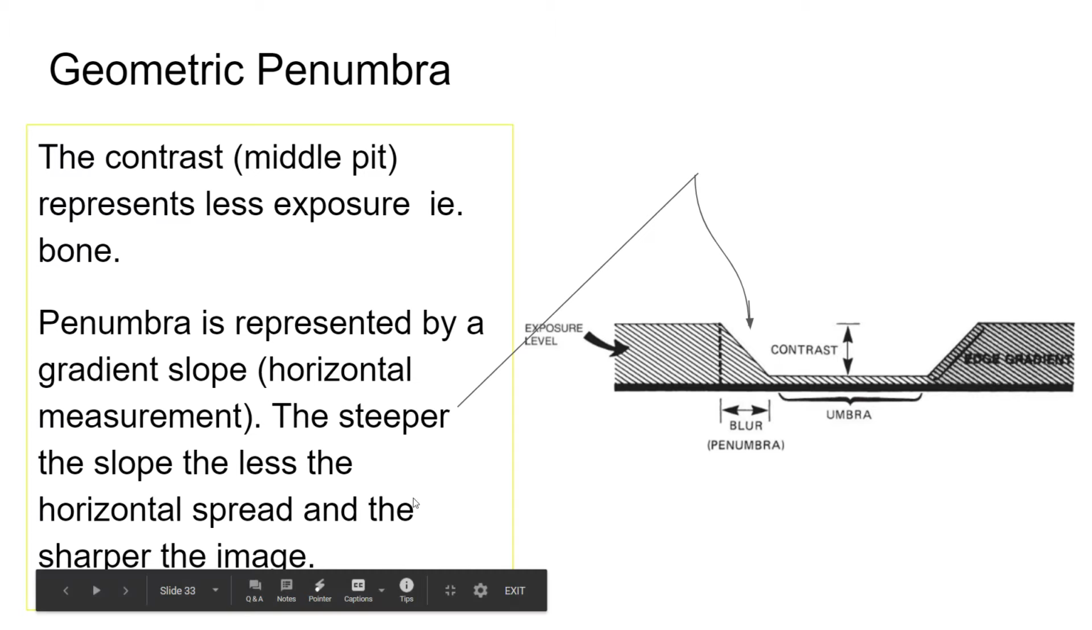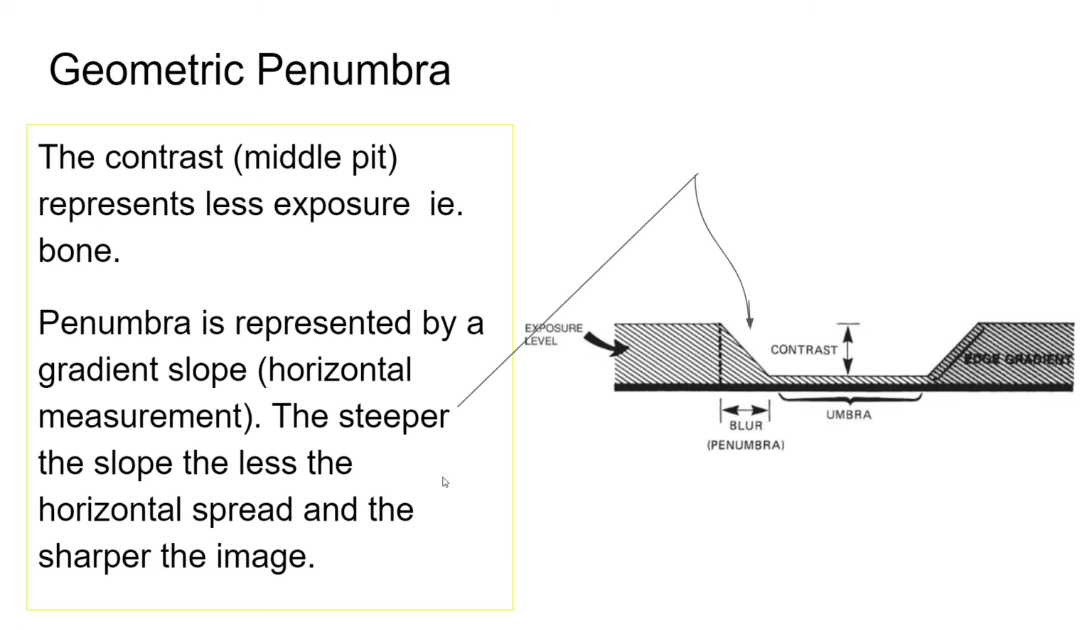So here's the main part here. The steeper the slope, the less the horizontal spread and the sharper the image. So the steeper the slope, the less penumbra, the better the image, right? We all know, right, penumbra is bad. Penumbra is blur. So we don't like blur. Blur is distortion.